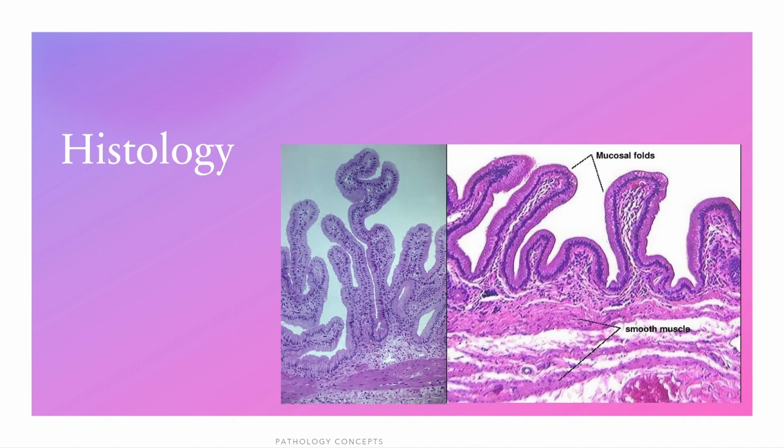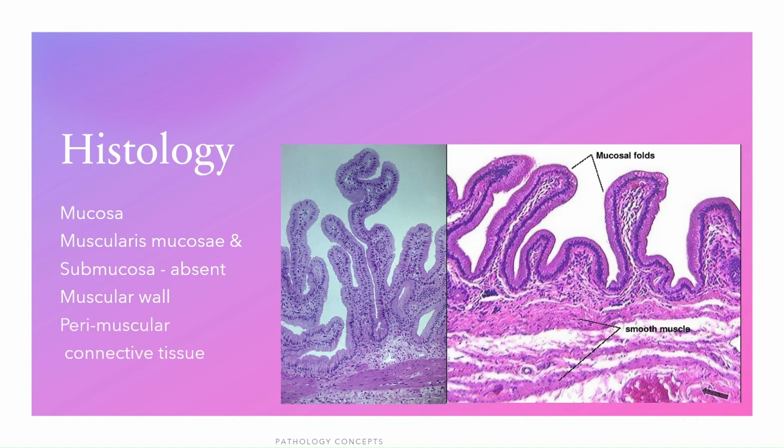Now let's learn the normal histology of the gallbladder. First is mucosal folds. In the mucosa, the muscularis mucosa and submucosa are absent. The next layer is the muscular wall containing smooth muscle. Next is perimuscular connective tissue, and last is serosa.